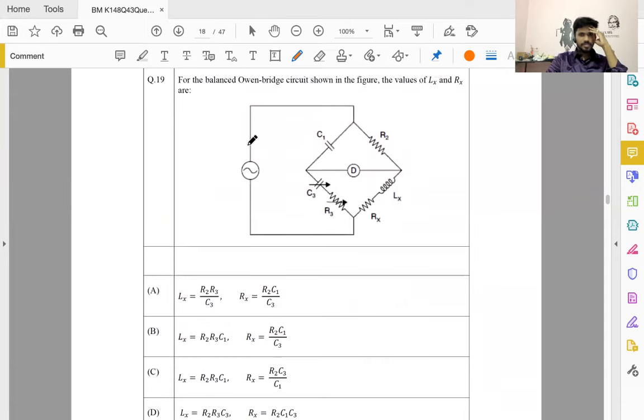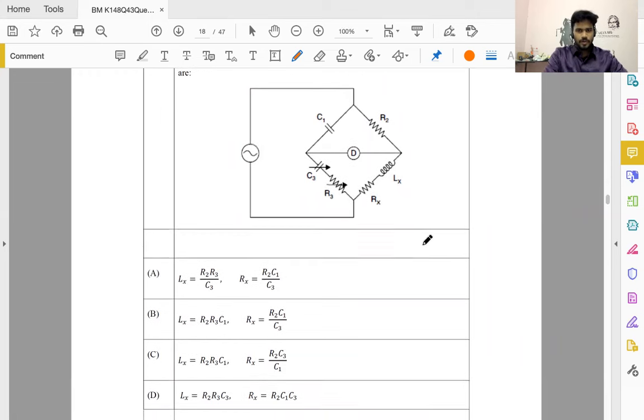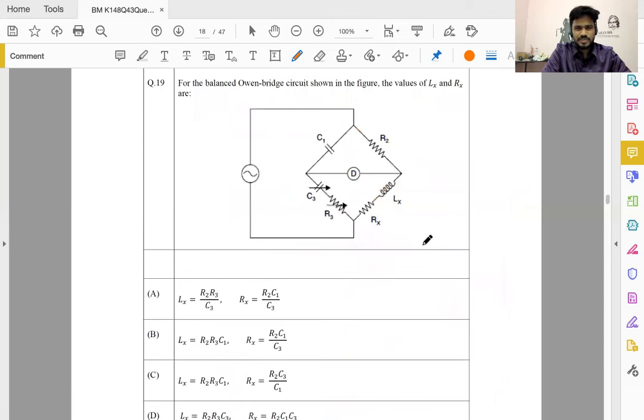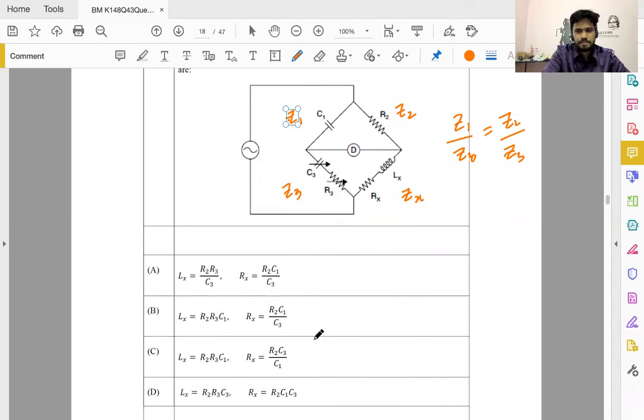For the balanced Owen bridge circuit shown in the figure, values of Lx, Rx, or okay, actually this is one of the simplest questions. So in this case, if you consider this as Z1, Z3, Z2, Zx, you have impedance Z1 by Z3 as Z2 by Zx. If you just do the math properly, in simple ways without doing a lot of complex multiplications, I think you should get the answer easily.